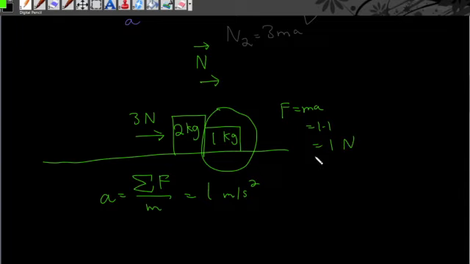And then by Newton's third law, the normal force between the blocks would have to be the same regardless of which block is exerting it on the other block, because equal and opposite forces. So the force that this exerts here is also 1 newton, which means then that the normal force between the blocks is 1 newton.